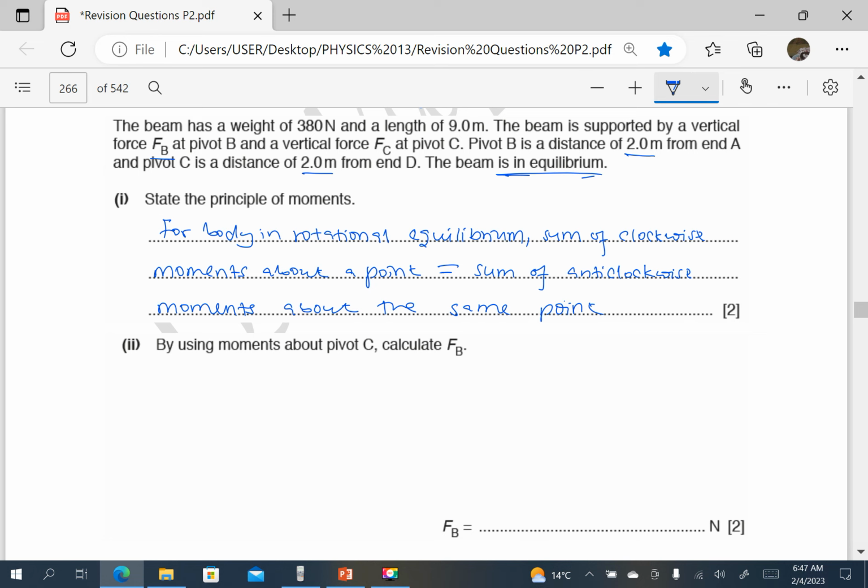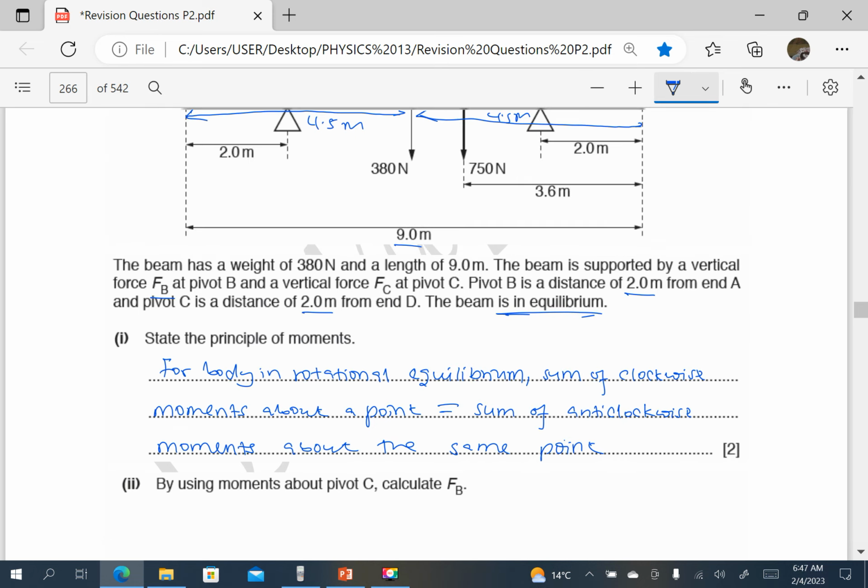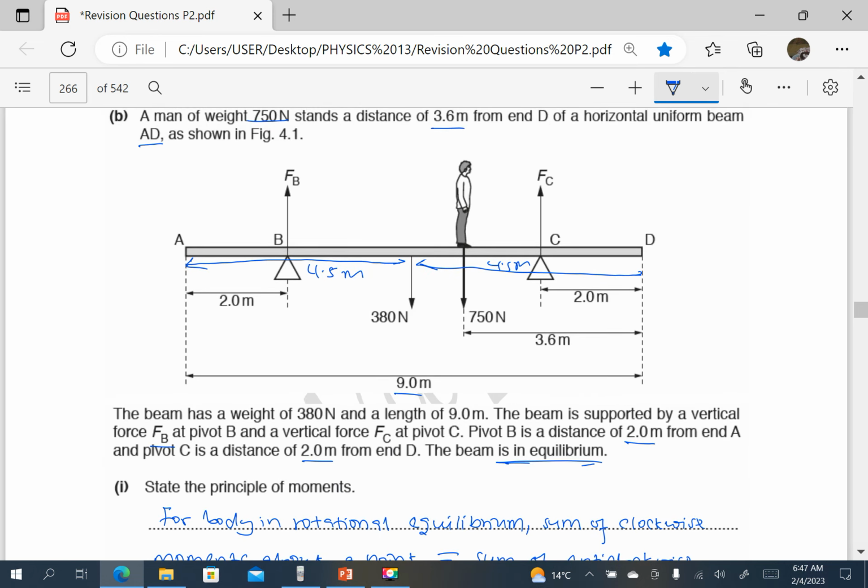By using moments about point C, calculate FB. So let's take moments about point C. FC will have no moment because its line of action is through C. FB is going to be pulling the beam in that direction about point C, so that is causing a clockwise moment. The weight is going to be pulling the beam in this direction about point C, so that is anti-clockwise. The 740 N is also pulling the beam in that direction about C, so that is also anti-clockwise. So for equilibrium, the sum of these moments should be equal.